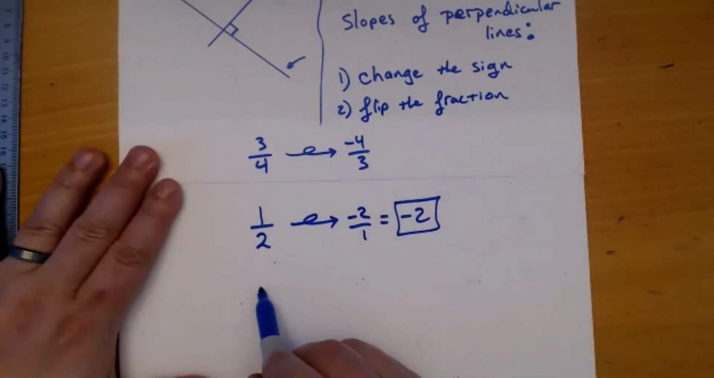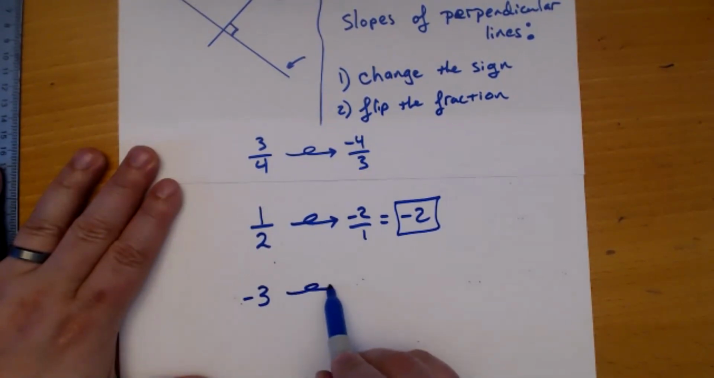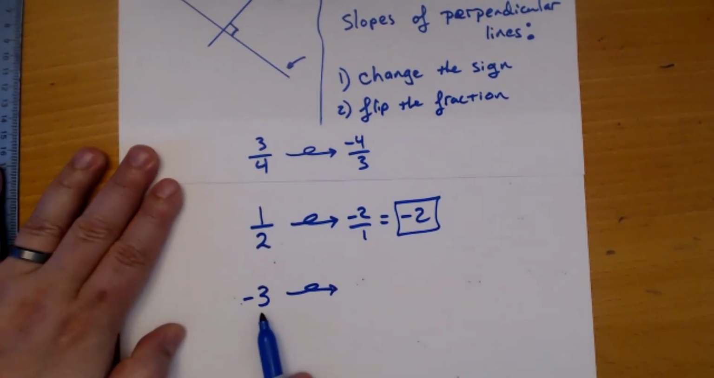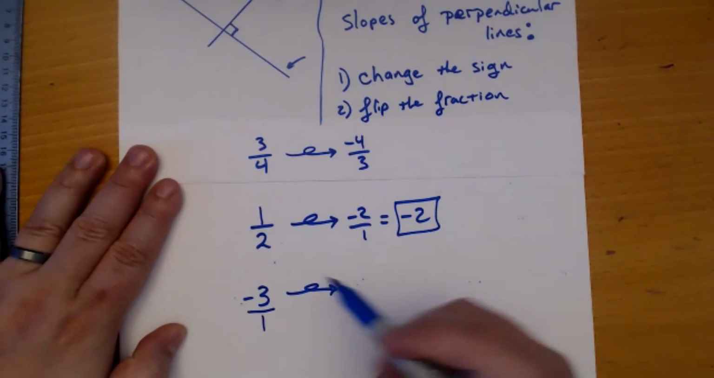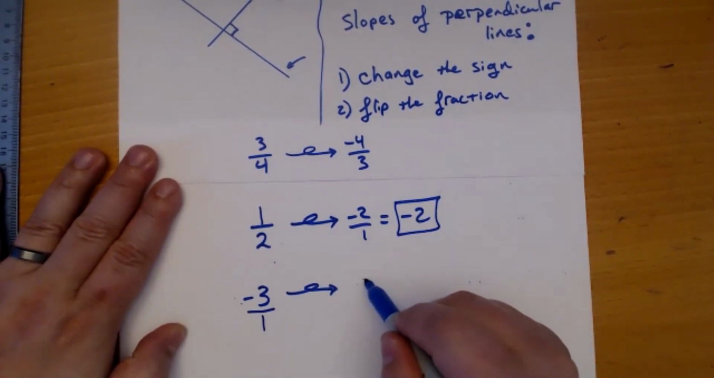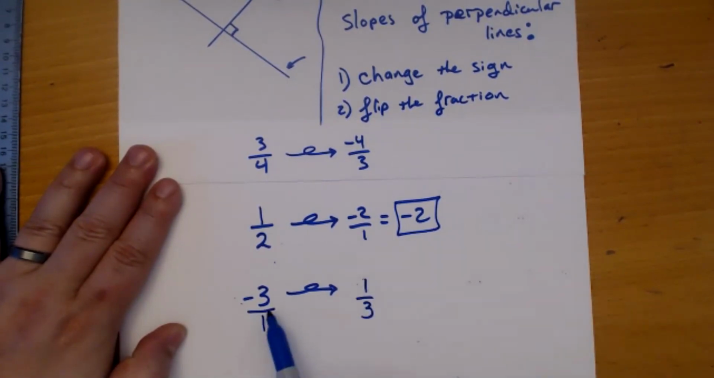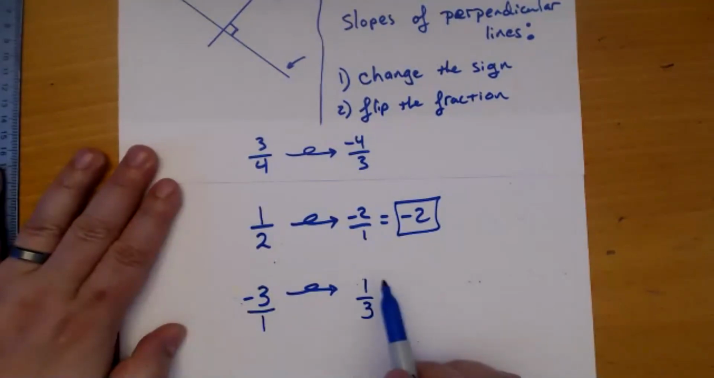What about just 3 or -3? What would that turn into? That's not a fraction, is it? So how do I turn that into a fraction so that I can flip it? -3/1. Yeah, I can always put things over 1, right? Now I can flip it. And what was negative becomes positive, and we're done.